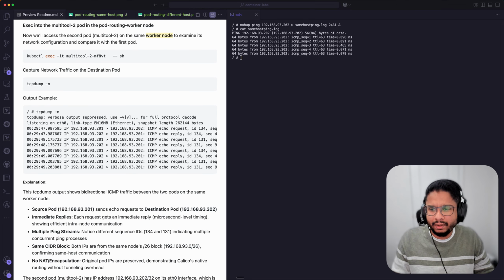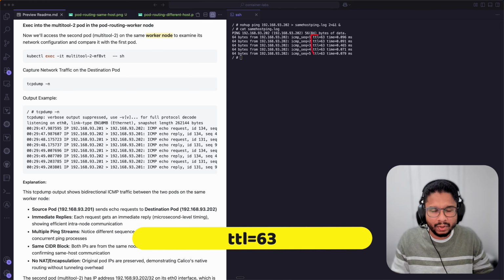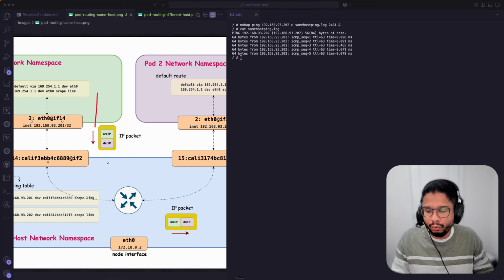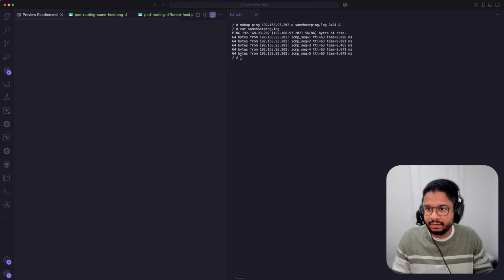Now, in the ping, you're going to notice that there is a TTL of 63. When a packet comes out of the pod, it has a TTL of 64, and each routing hop is going to reduce the TTL by 1. So this packet passes through 1 routing hop, so it's going to have a TTL of 63 in the ICMP response.